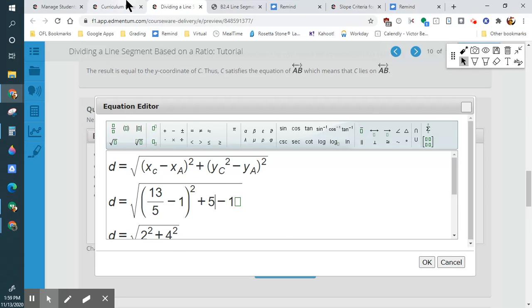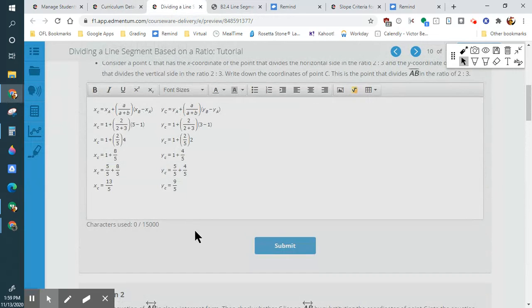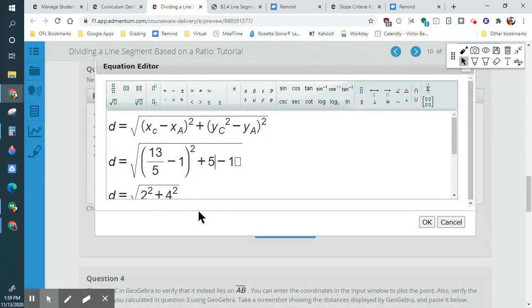Now I need to find my y value. So my y value was 9 over 5. So this ends up being a fraction, 9 over 5 minus the 1. And I realize this is a lot of work. I'm sorry for that.